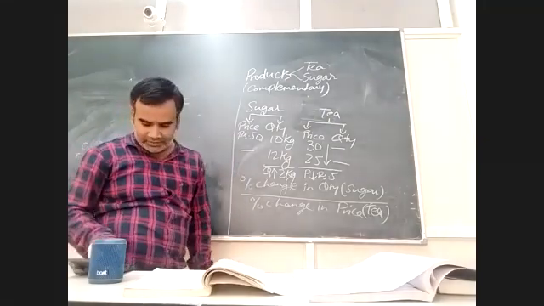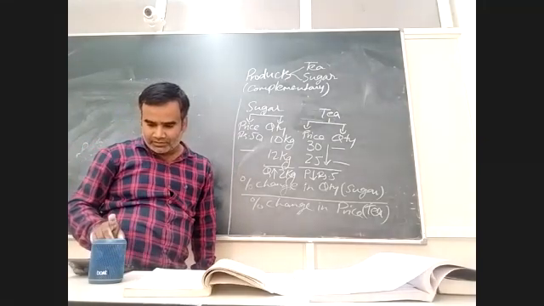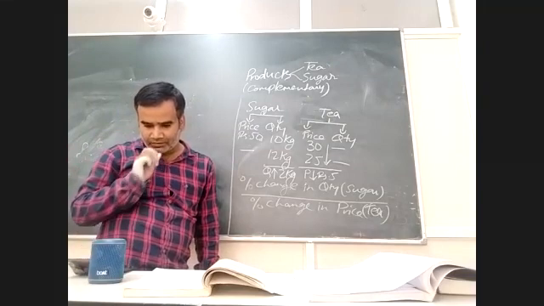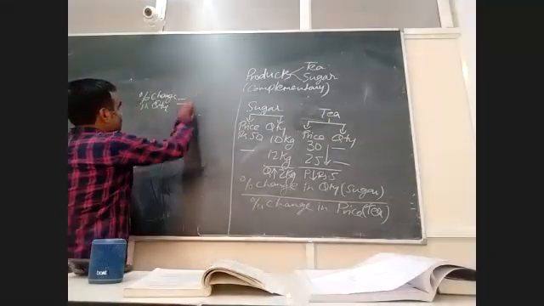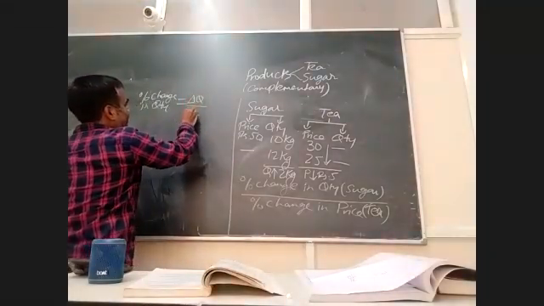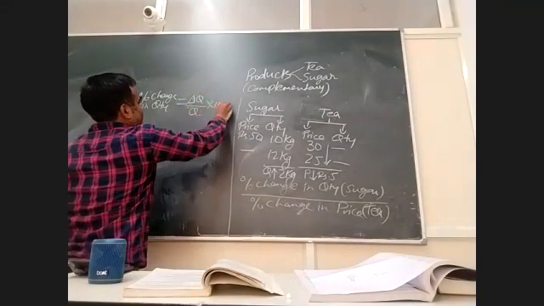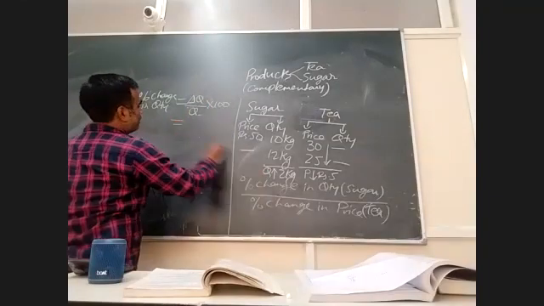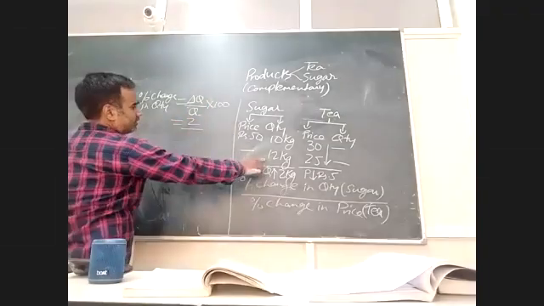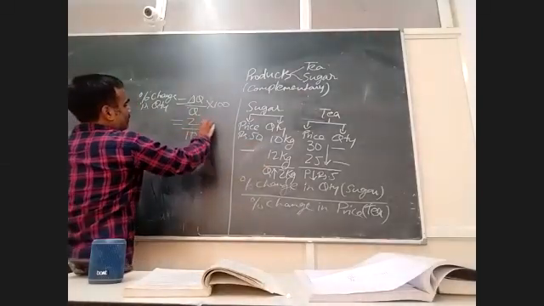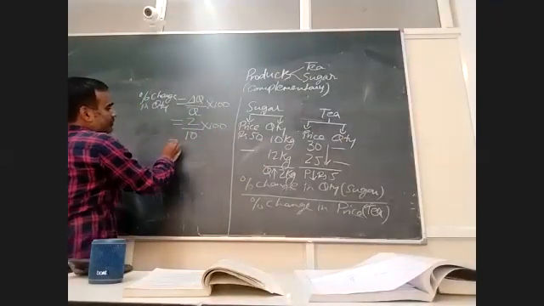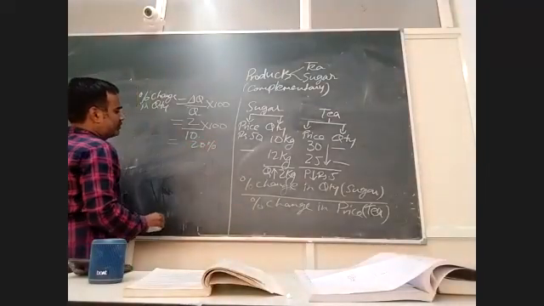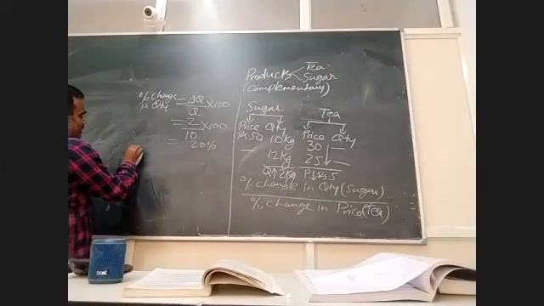Percentage change in quantity is change in quantity divided by original quantity into 100. So change in quantity is 2, original quantity is 10, into 100. You get 20%. So we will get 20%.